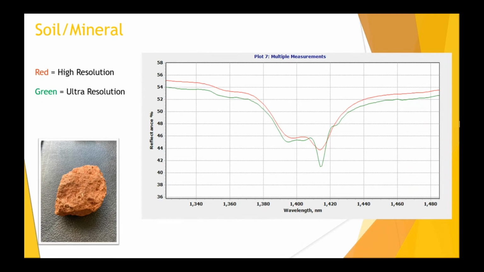And the additional features in the green line are due to the stretching of the OH overtones in the kaolinite sample. So as I mentioned before, the ultra high resolution is important when distinguishing between different minerals in soil that may look similar from a spectral perspective.